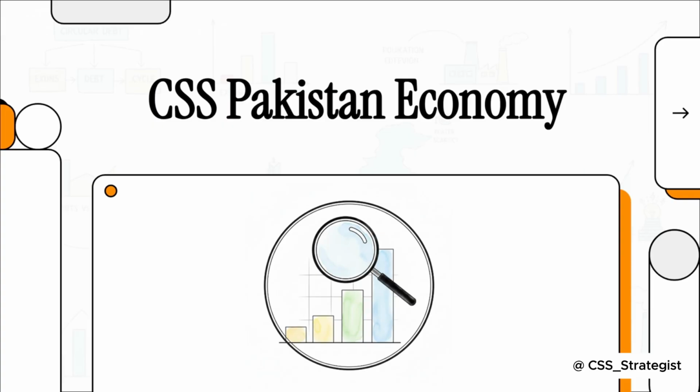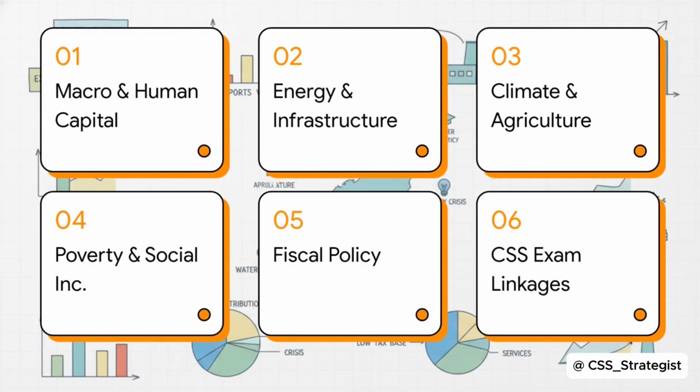We're going to move from a baseline diagnosis right through to a high-level analytical synthesis using strictly peer-reviewed data. So, let's dive right in. Here's a quick look at our syllabus. We're covering macroeconomics and human capital, energy and infrastructure, climate change and agriculture, poverty and social inclusion, fiscal policy, and we'll wrap up with exactly how to link all these concepts together for your CSS exams.